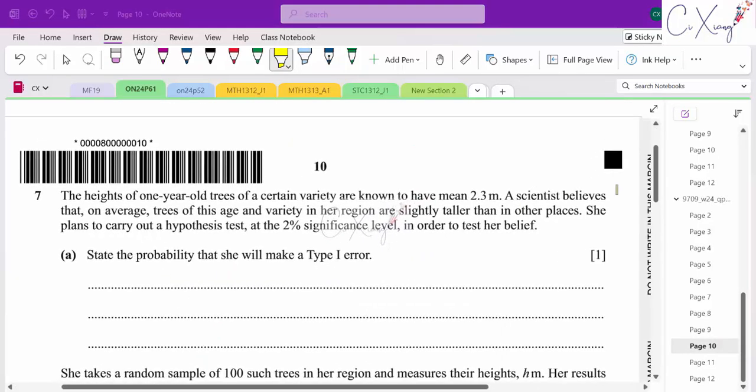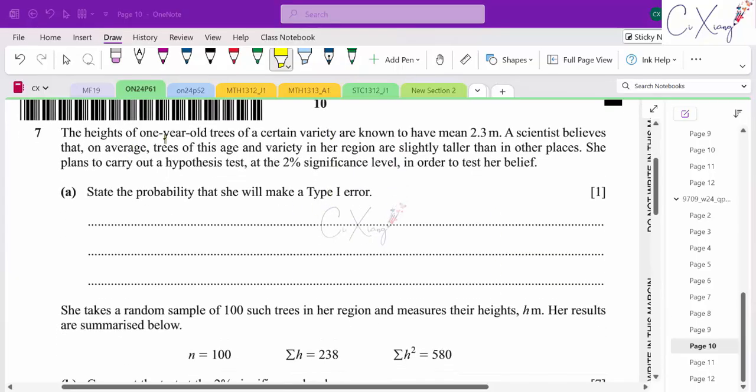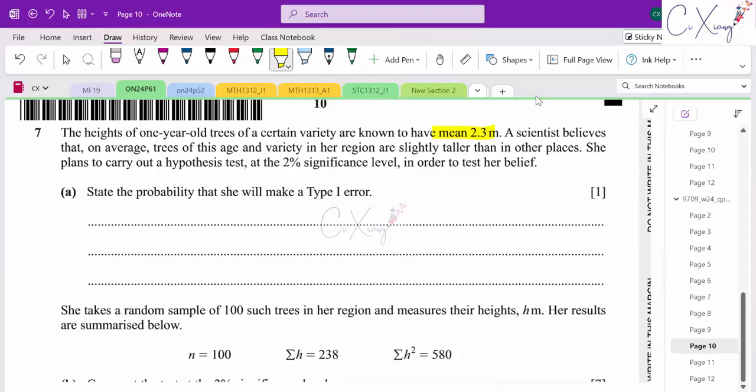Okay, so question number 7. This is the last question for this paper. Alright, so we are given the height of 1-year-old trees in a certain variety are known to have mean 2.3. There's a scientist who believes that on average, the tree of this age and variety in her region is slightly taller. Highlight the keyword taller. So I think you should know, if we want to carry out a test, this will be a keyword for us to set up the alternative hypothesis. Alright. And then they said to carry out the hypothesis test at 2% significance level in order to test her belief.